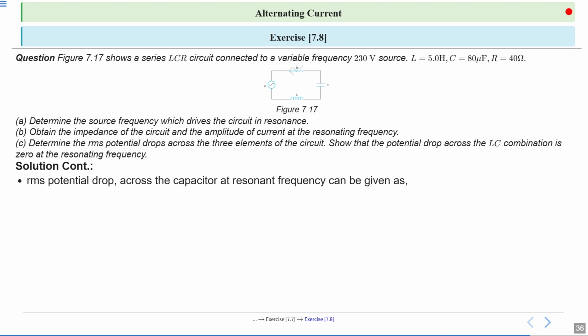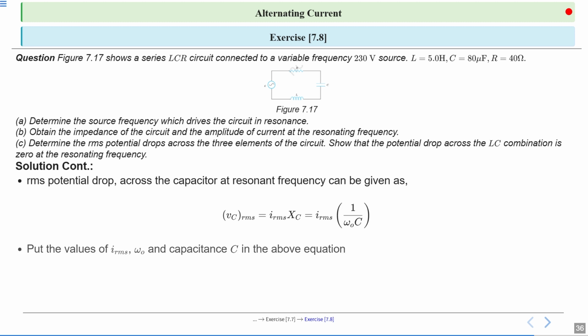Okay, now the RMS potential drop across the capacitor at resonant frequency can be given as follows. We have calculated the RMS potential drop across the inductor. Now we calculate the RMS potential drop across the capacitor at resonant frequency. So VC RMS is equal to IRMS XC, and XC at resonant frequency is equal to 1 upon omega naught C. So IRMS into 1 upon omega naught C.